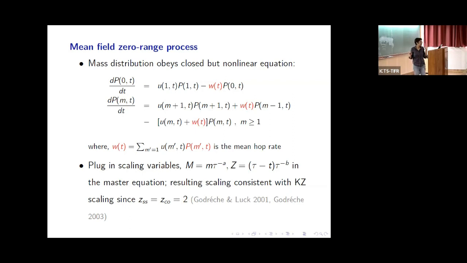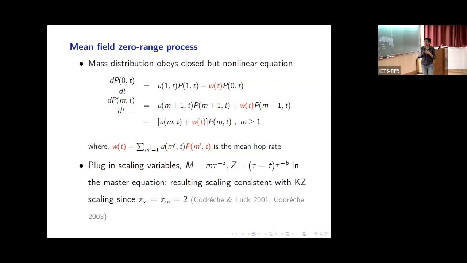Everything is just P of M. There's no correlations and joint distributions and so on. And that's why we wanted to look at this model, in fact. So the equations are again closed, but they're non-linear. Non-linear because what also comes into these equations is this mean hop rate, which also depends on P. Okay, these are closed but non-linear equations.